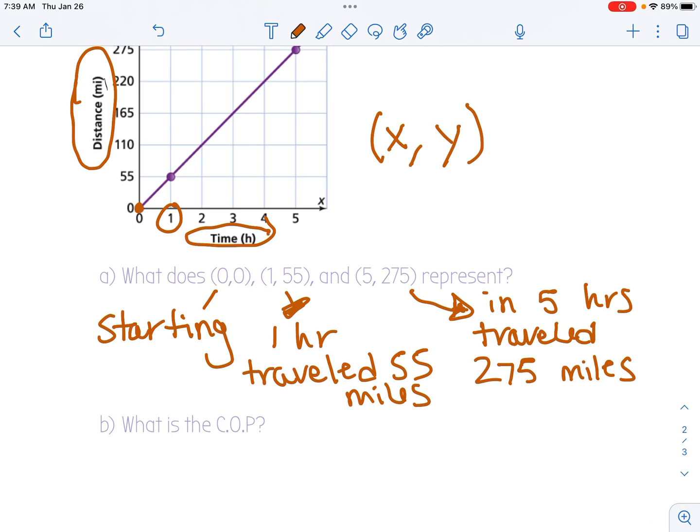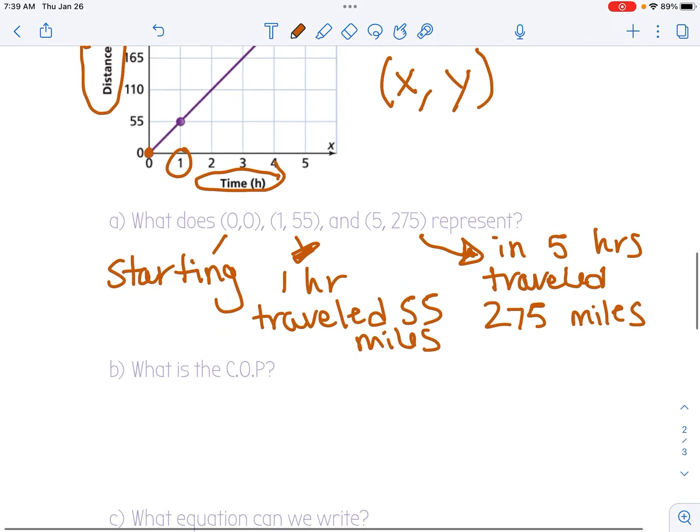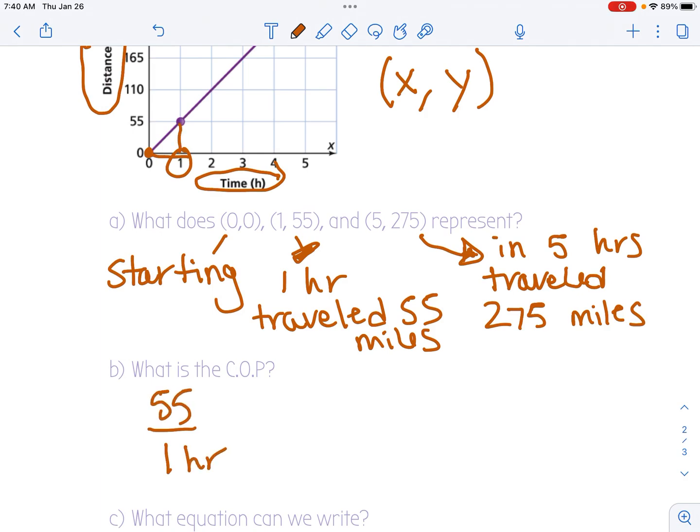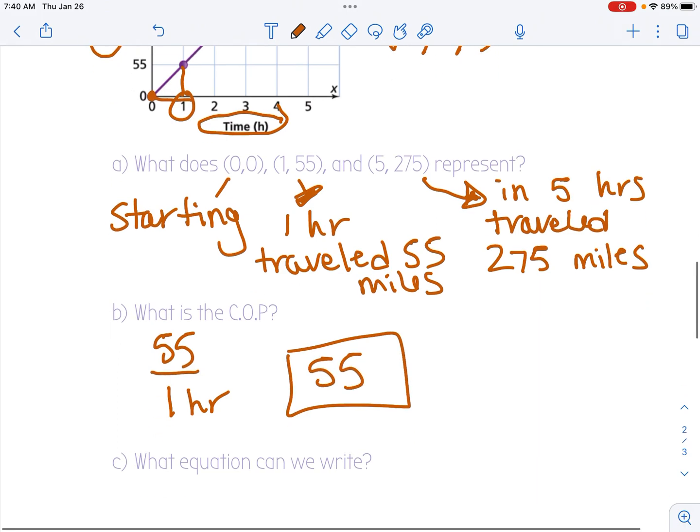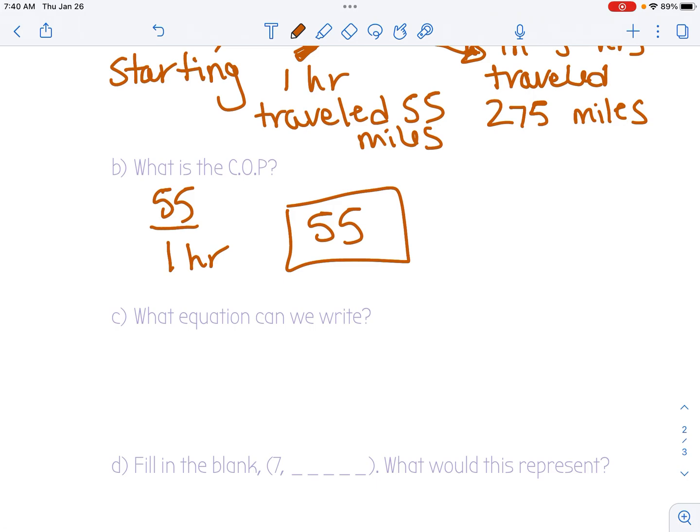So part B says, what is the COP, constant proportionality? Remember, constant is the same as my unit rate. So to go over to 1, x needs to be 1. So in 1 hour, I have traveled 55 miles. So that means that 55 is my constant proportionality. And now that I know that, I can write it in my equation. So y equals 55 times x.